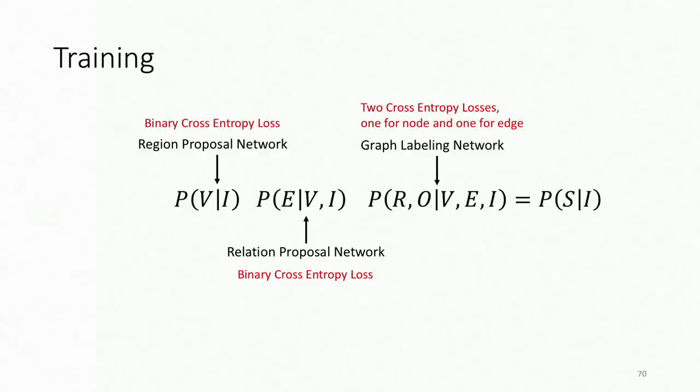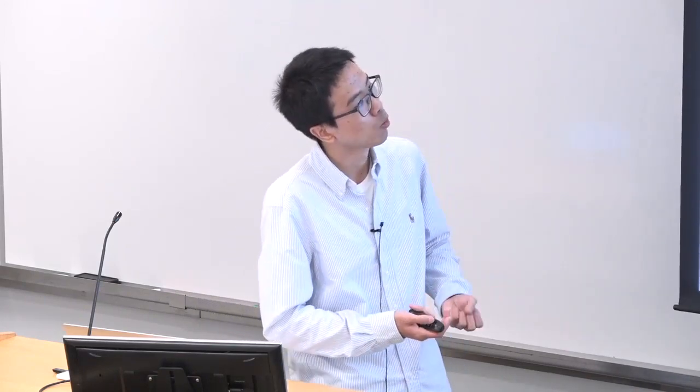So for the training of the model, because we already factorized the whole objective function into three different components, for the first part we just use a regular binary cross-entropy loss. Similarly, we also use a binary cross-entropy loss to train the relation proposal network. And finally, we use two cross-entropy losses, one for node and one for edge, to perform the graph labeling.